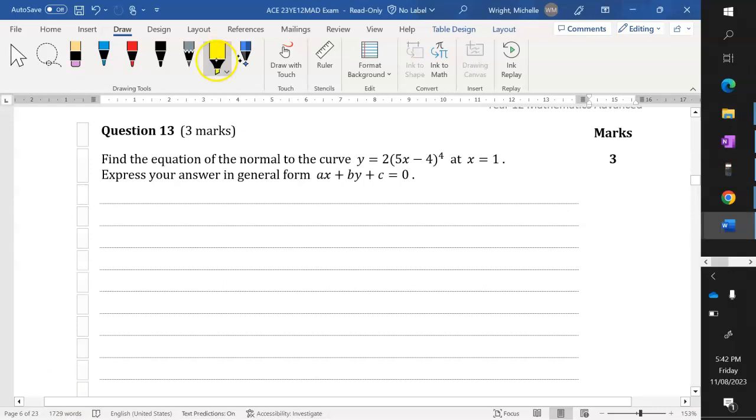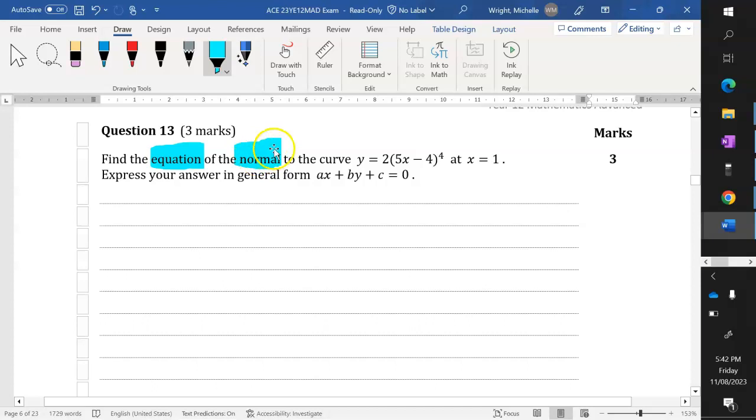Okay, again, this question was done quite poorly, and I think this is another one. You need to know how to do these. These are bog standard questions. Find the equation of the normal, okay? So you're finding an equation, and it's not of a tangent, it's of a normal. What is a normal? A normal is a line that is perpendicular to the tangent.